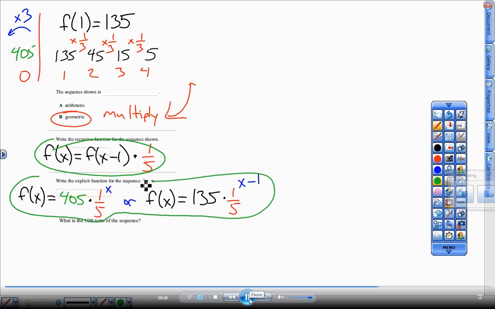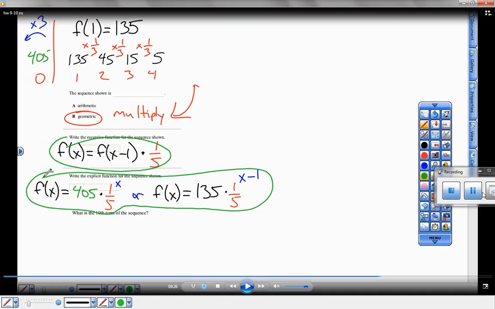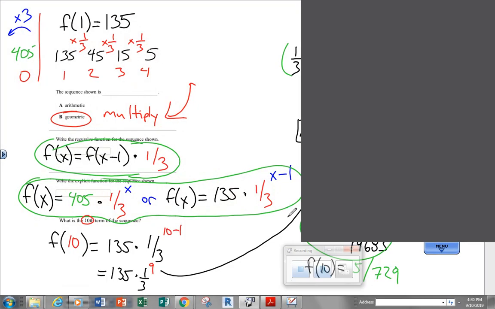Alright, so I want you to make those changes on there. I see a mistake. This is 1/3 right there, and this is 1/3. Please change that. This should not be 1/5. This should be 405 times 1/3 to the x power, or 135 times 1/3 to the x minus 1 power. Okay, so I definitely want you to fix those mistakes I made on this problem. I want you to make sure you replace this with 1/3.